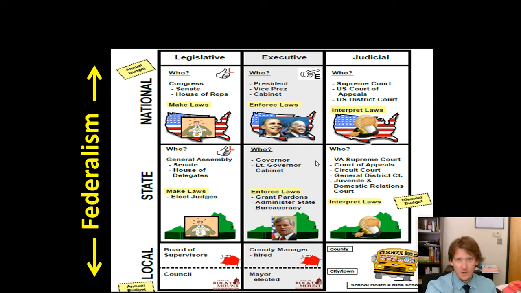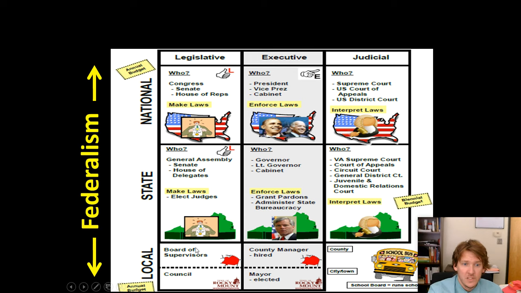All right, a little bit of a review. We've seen this before. When we look at the different levels of government, we look at the national, also known as the federal, sometimes called the central level of government. We look at the state level of government, and we look at the local level of government. For the most part, each level is very similar. They have three branches of government.